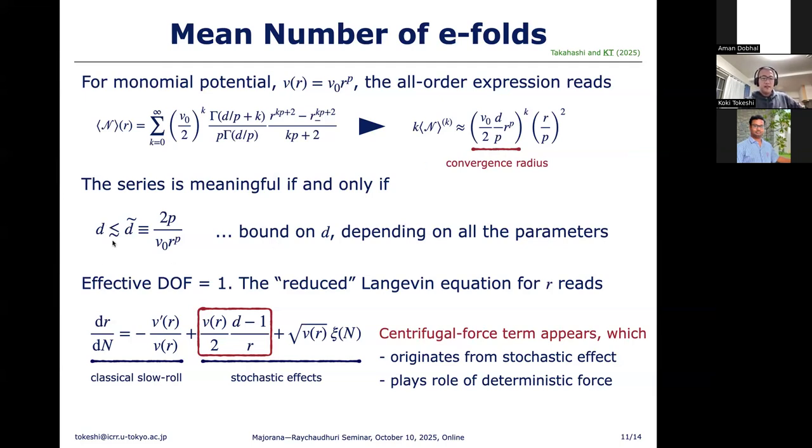So if the number of fields D is less than this bound, the classical drift force overcomes the noise-induced centrifugal force, which gives rise to the successful end of inflation, because on average, the inflaton field rolls down the potential towards the end of inflation. On the other hand, if the number of fields exceeds this bound, the centrifugal force term overcomes the potential gradient, by which the inflaton field continuously ascends the potential. This means that inflation never ends and the universe transits to the phase of eternal inflation.